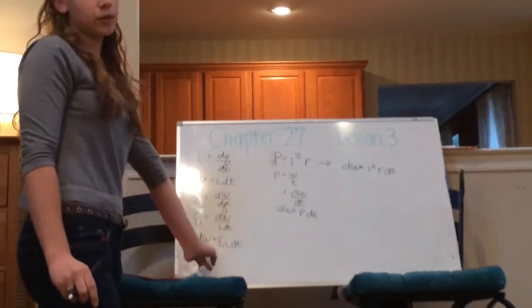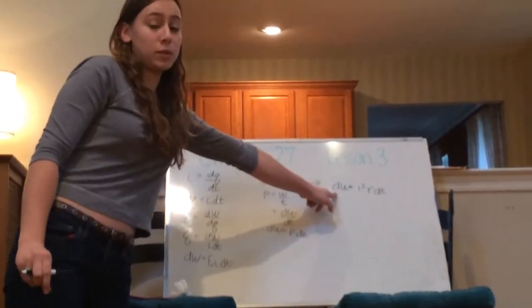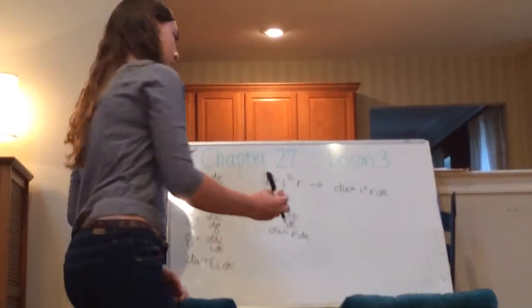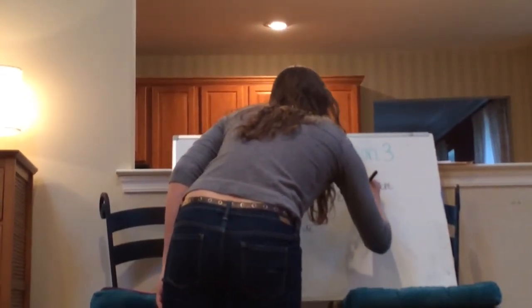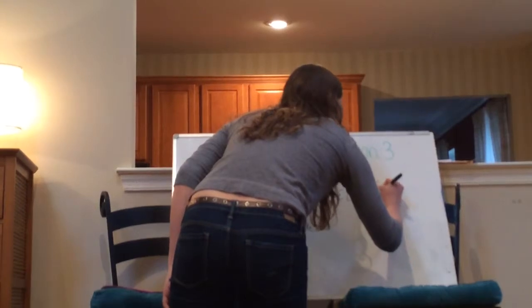Now we have this equation which equals dW, and this equation which equals dW, so we can set them equal to each other. Therefore, EMF I dt equals I squared R dt.